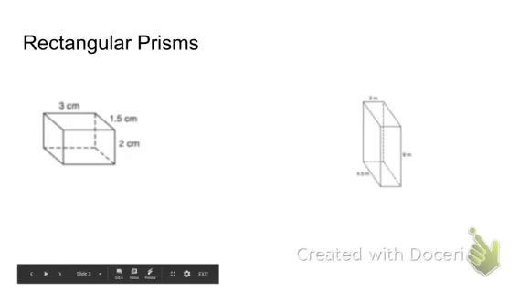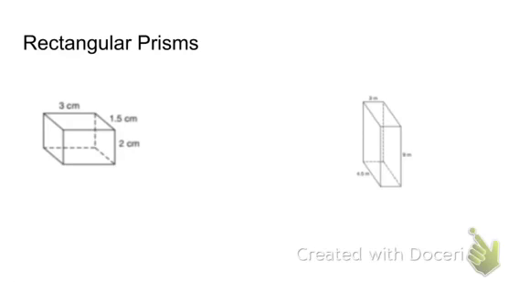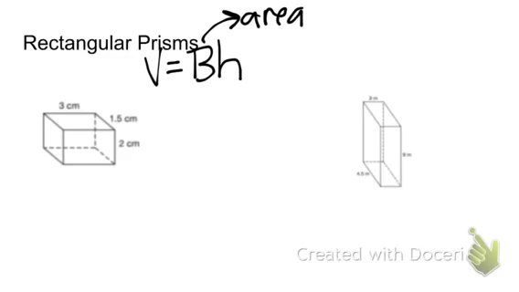So, to find the volume of rectangular prisms, let's practice. You have your formula, V equals big B times H. We said big B was the area of our base. And since it's a rectangular prism, our base is a rectangle. So let's just say on this one, our base is the top and the bottom. And then the H is the distance between our two bases.